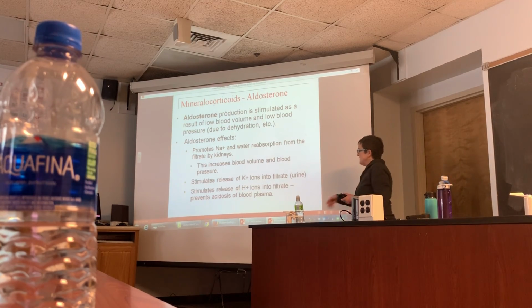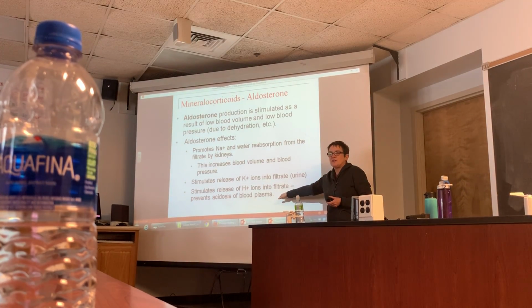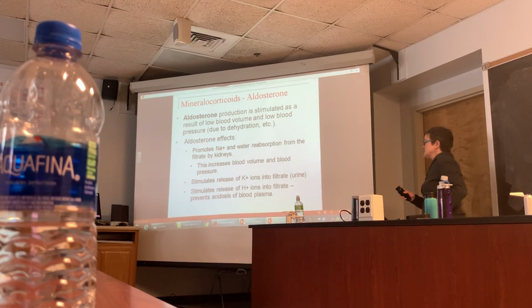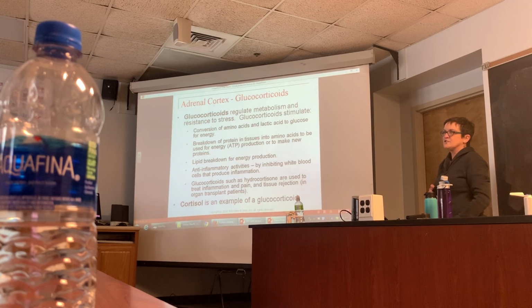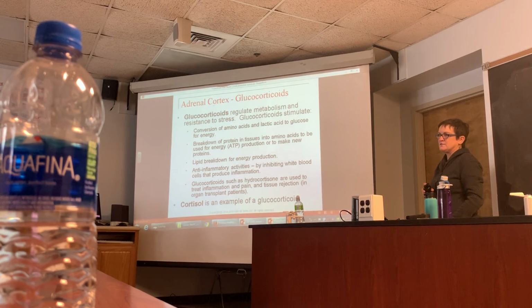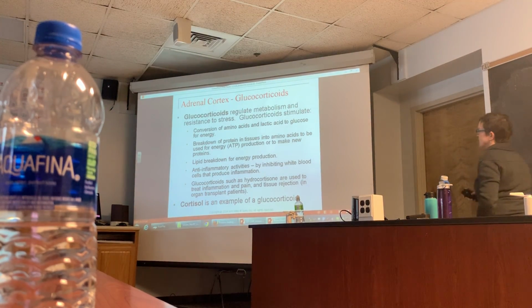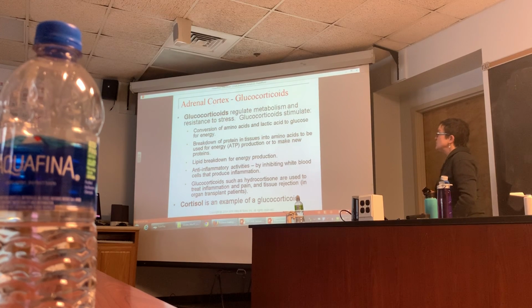But again, here it mentions getting rid of those hydrogen ions helps prevent acidosis. Your blood pH should be around 7.4. If it drops too low, that can be dangerous. So this helps get rid of some excess hydrogen ions. Okay, any questions about the mineralocorticoids, of which aldosterone is the major one? There are some others as well. Any questions about those? Okay, that's the only one we're going to look at in that group.